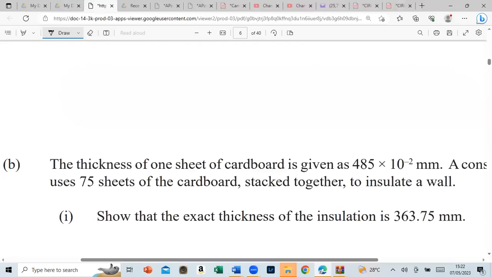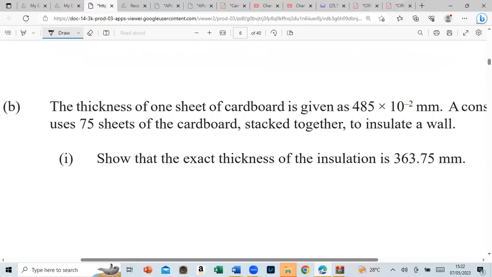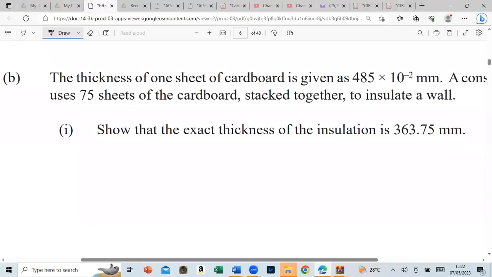Alright, guys, you try this one. And TikTok persons are saying, oh, you do the easy ones. Do this one then. But type this one in the comment section, guys.